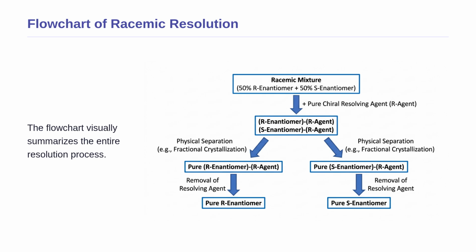Let us look at a visual flowchart of this entire resolution process. At the top, we start with our racemic mixture, a 50-50 split of R and S enantiomers. Notice how we add a pure chiral resolving agent, labeled as R agent. Following the arrows down, this creates two distinct diastereomers. Because these new molecules have different physical properties, the flowchart shows them being physically separated into two different branches, often by fractional crystallization. Finally, at the bottom, the resolving agent is chemically removed from both branches, leaving us with the pure isolated R enantiomer on one side and the pure S enantiomer on the other.